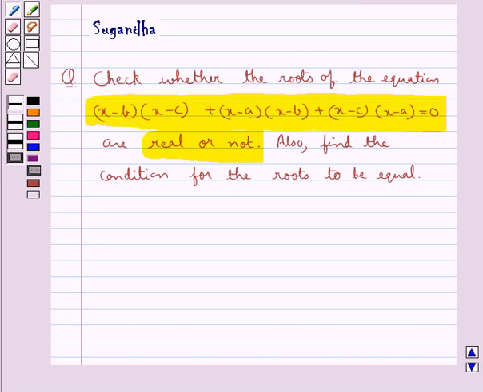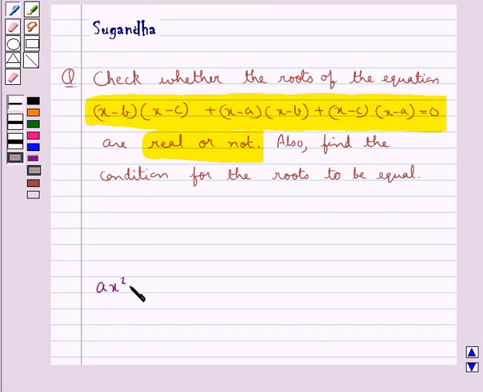For the given equation, we have to check if the roots of this equation are real or not, and we also have to find the condition such that the roots of the given equation are equal. So, first let's check out the condition when the roots of the given quadratic equation are real.